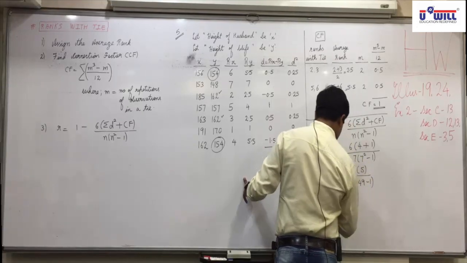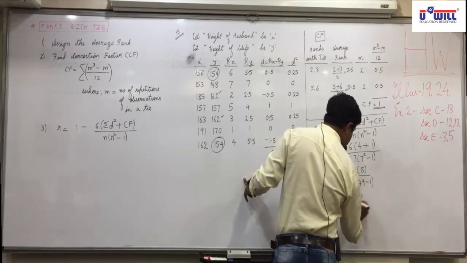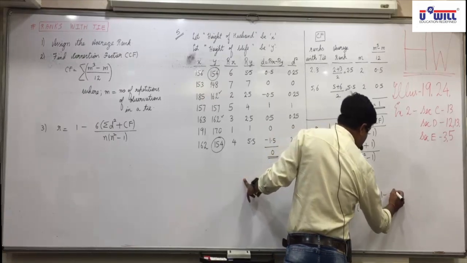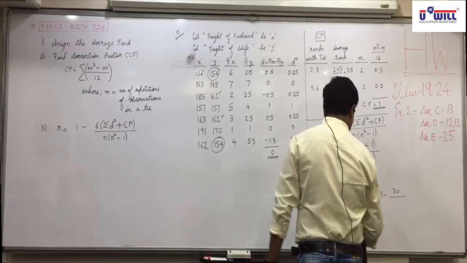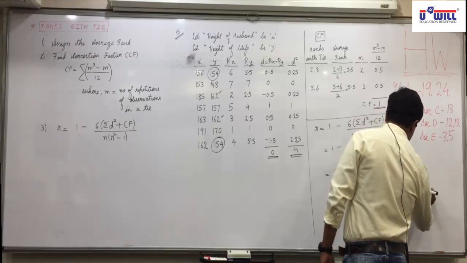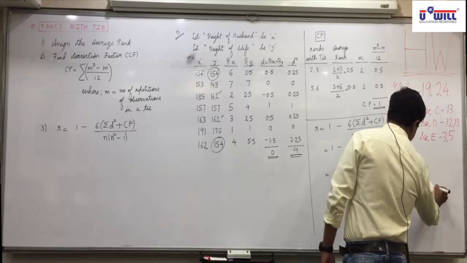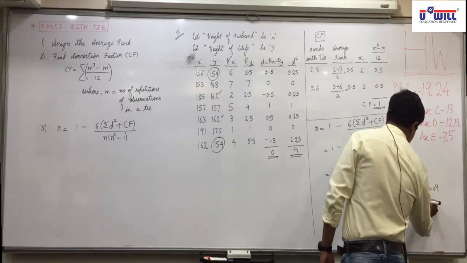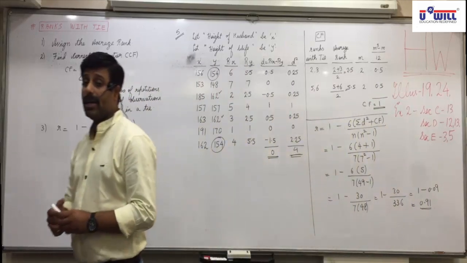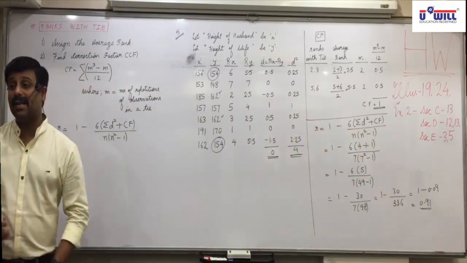49. 1 minus 6 into 5, 30. 49 minus 1, 48. 1 minus 30 upon 7 into 48. 7 into 48, 336. 30 upon 336, 0.09. So 0.91. High degree of positive correlation between height of husbands and height of wives.